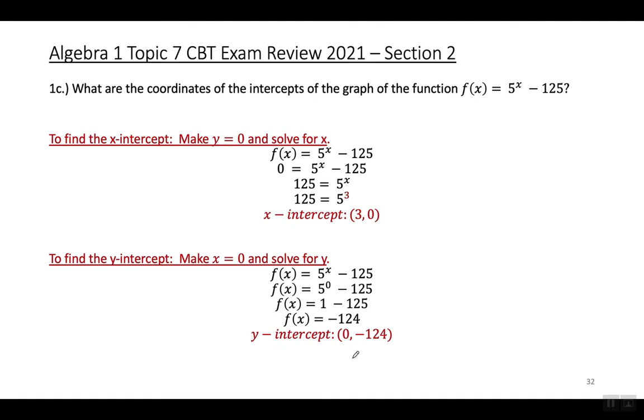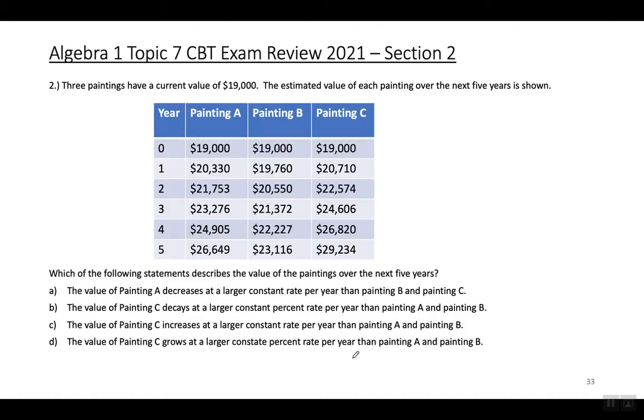All right, moving on to number two. Three paintings have a current value of $19,000. The estimated value of each painting over the next 5 years is shown. Which of the following statements describes the value of the paintings over the next 5 years? All right, so first of all, if you look really quickly at the answers, some of them say, okay, first of all, let's look at this.